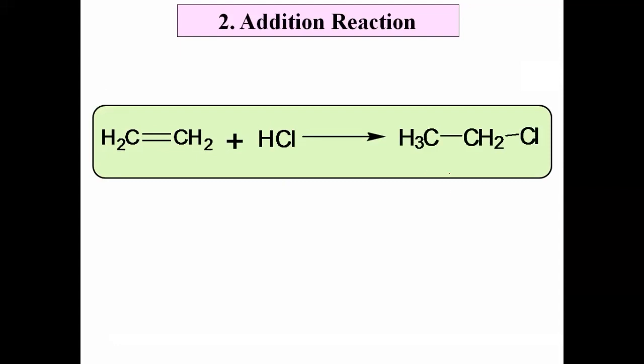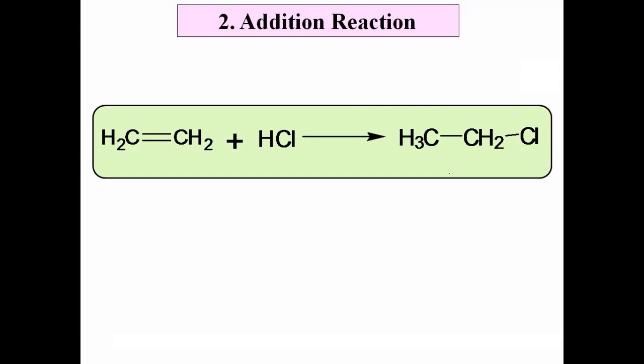Now, actually, what happens in this reaction? In this reaction, the two molecules, ethene and HCl, combine together to form a single product. Two molecules combine together to form a single product, and that reaction is called addition.